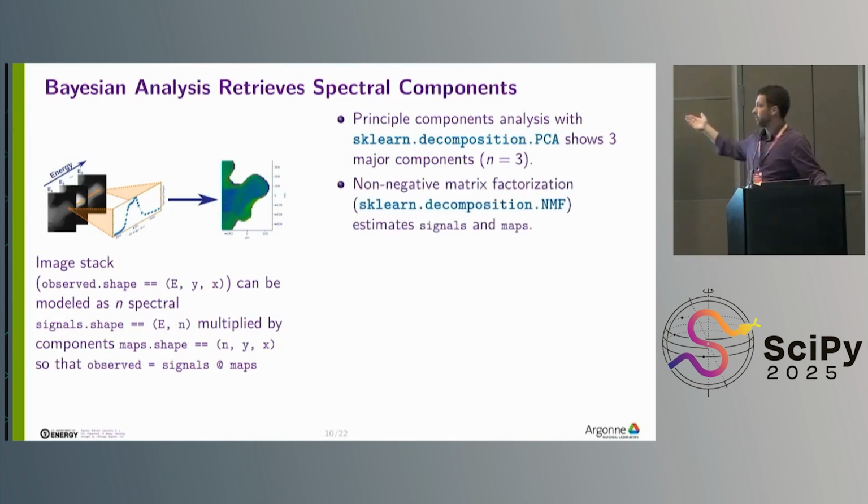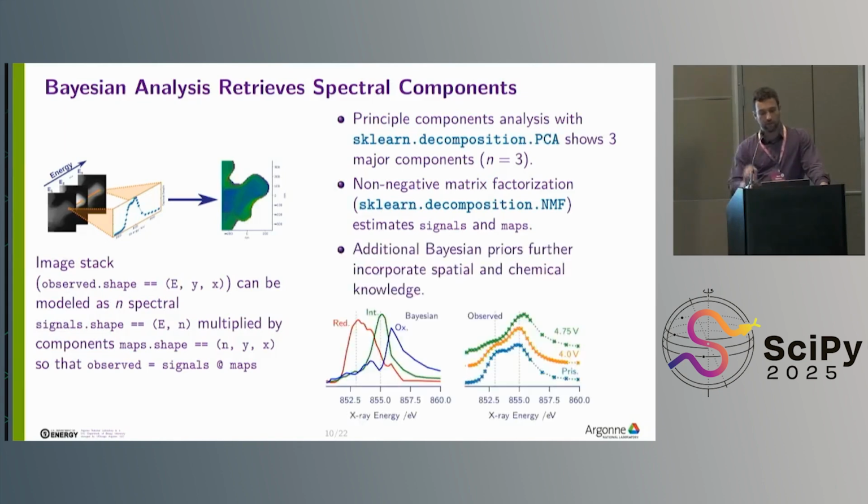But again, from this morning's talk, non-negative matrix factorization is a much better way to do this for spectroscopy, in part because it's non-negative, and negative numbers for spectroscopy don't really mean anything. And then we added some additional information through a Bayesian analysis that a collaborator of ours did that also included some spatial and chemical information to try and get an even more physically meaningful set of results. So these were the signals we extracted. So for n equals 3, we get these 3 signals.